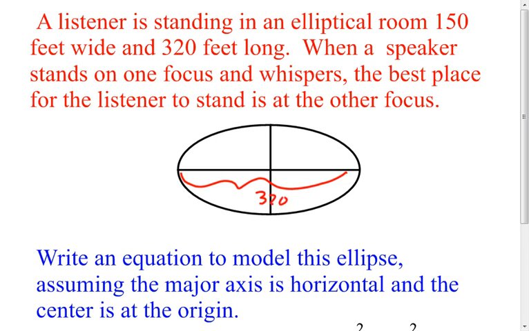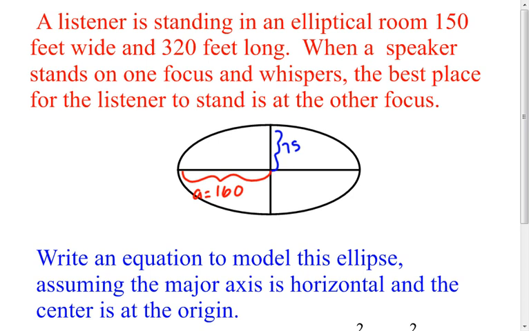And of course, if you take half of that 320, you get 160. Okay? So this distance right here is 160. And of course, that's a. Okay? Then if we look at b, from here to here, is 150 feet. And of course, if you take half of that, 150, half of that would be 75. So that much is 75.